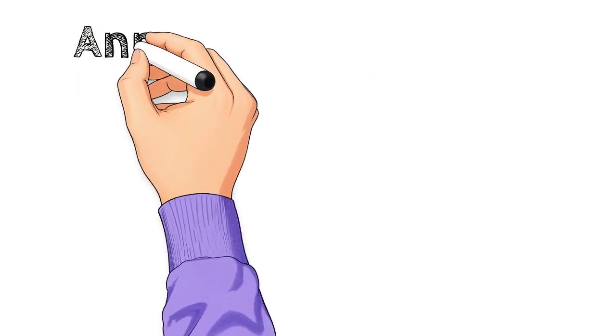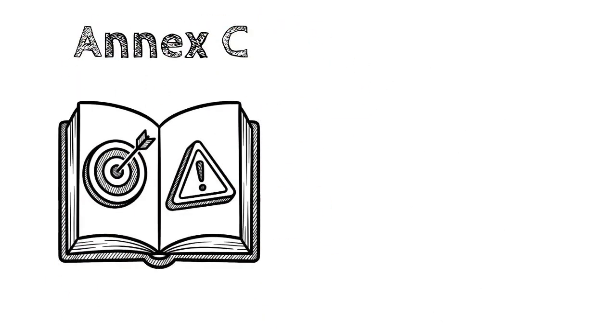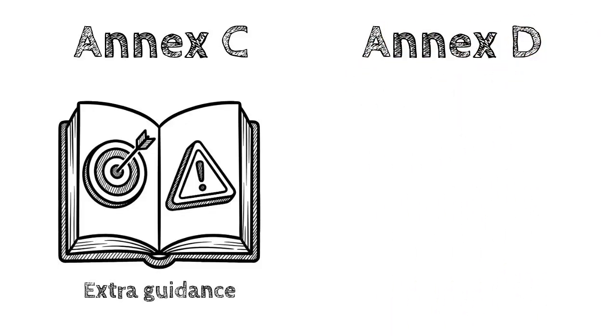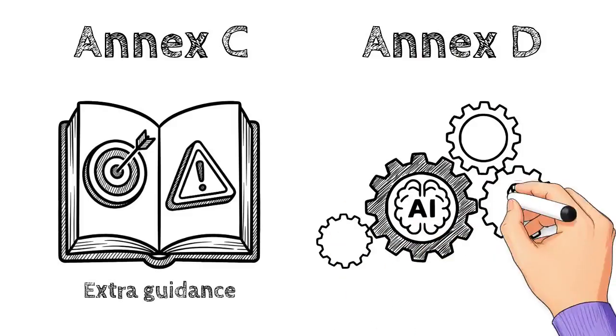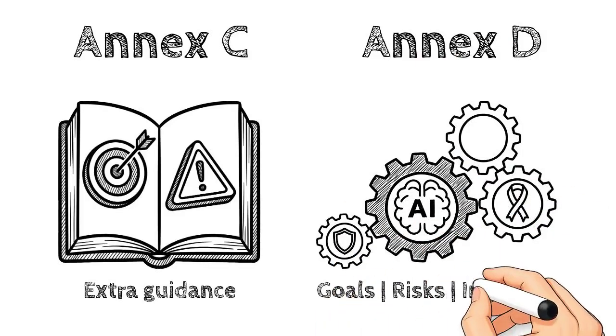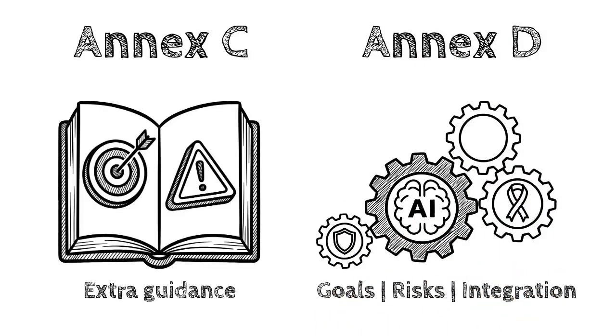Right, and those other 2 annexes, C and D, they're more like helpful companions. Annex C gives you some really useful lists of potential goals for your AI, like fairness or transparency, and it points out common sources of risk to watch out for. And Annex D is super practical. It explains how you can weave this AI management system in with other big standards you might already be using, like ISO 9001 for quality management or ISO 27001 for information security.